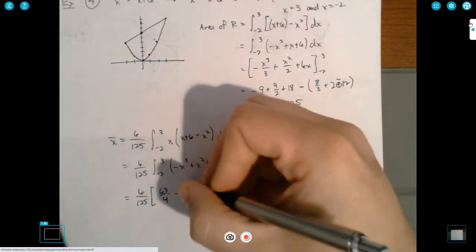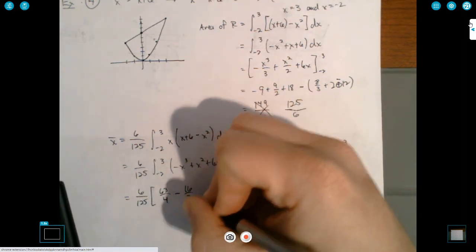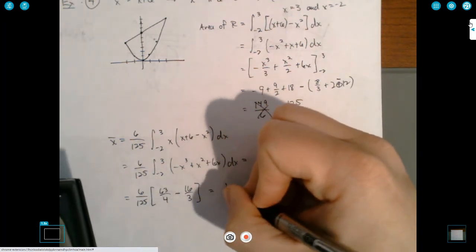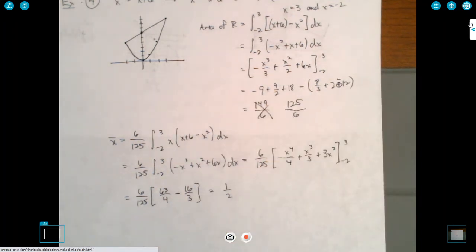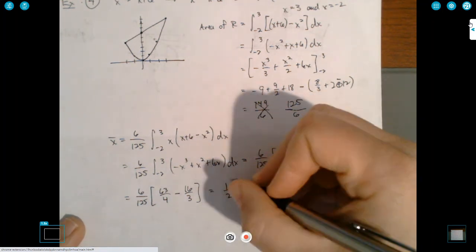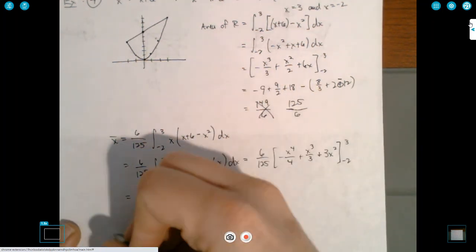That's 16 thirds. Okay, so 6 over 125 times 63 over 4 minus 16 over 3 is 1/2. Holy schmoly. All of that comes out to 1/2. That's incredible. Okay, cool. Right, so there's x bar. Now we need y bar.